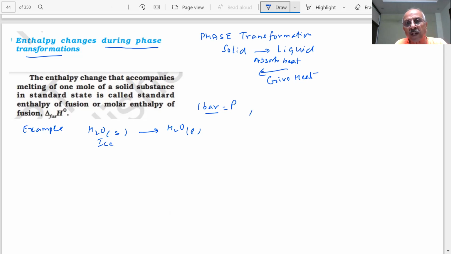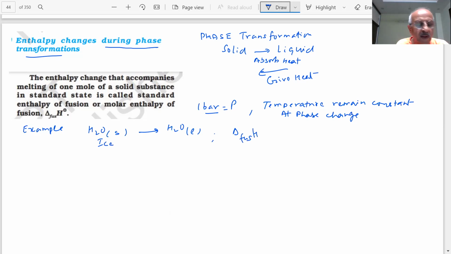When phase change takes place, what happens? The temperature remains constant. Am I right? At the phase change. Is it right or wrong? This is called enthalpy of fusion. If I write this, it is the standard enthalpy of fusion, students. So this melting takes place at atmospheric pressure, and the temperature remains constant. When solid ice melts, you know the temperature is 273 Kelvin.